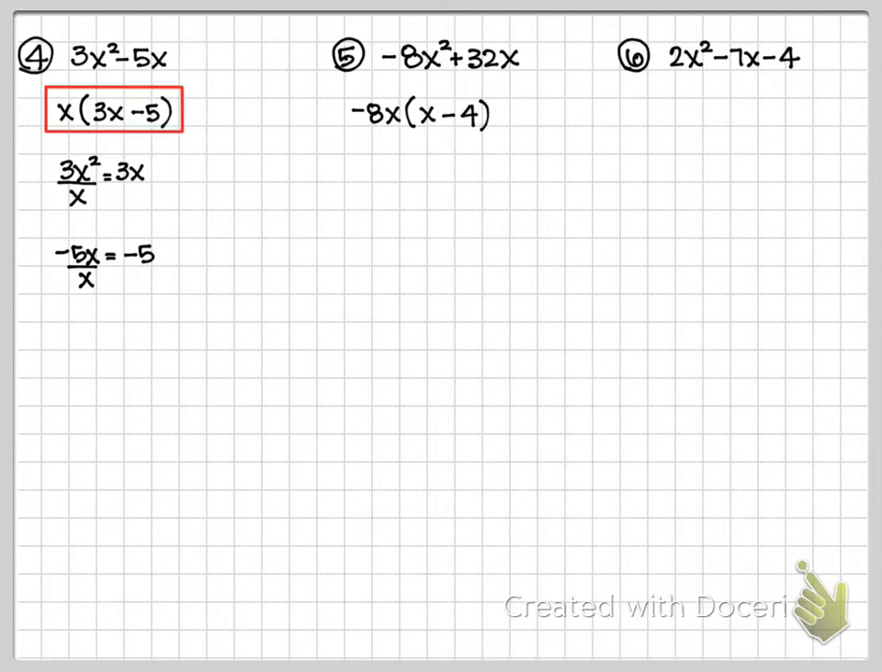Now I'm going to inspect the parentheses inside. Is there a GCF? Sure, but it's 1, so that doesn't do me any good. How many terms does it have? Well, it's got 2, so is it a difference of squares? No, it isn't. I think that's it.